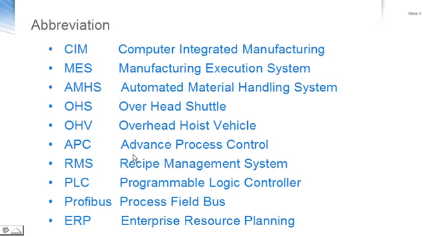APC means advanced process control. RMS means recipe management system. PLC means programmable logic controller. Profibus means process field bus. And ERP means enterprise resource planning.